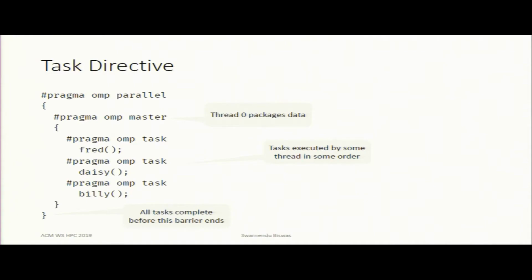So there would be some n number of threads in this parallel region. These tasks will be executed by those threads in some order, not necessarily sequential, right? So there's no guarantee that Fred will complete before Billy completes. You see the point, right? And all tasks will complete before this barrier ends. So we have an implicit barrier over here. Otherwise, we'll block.